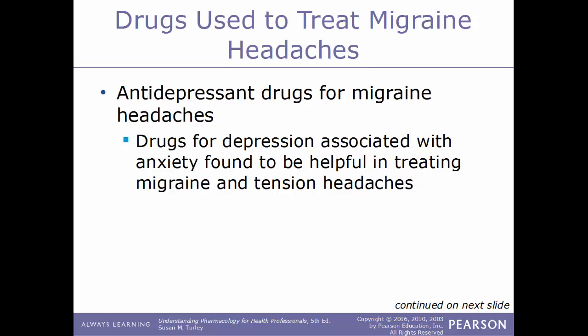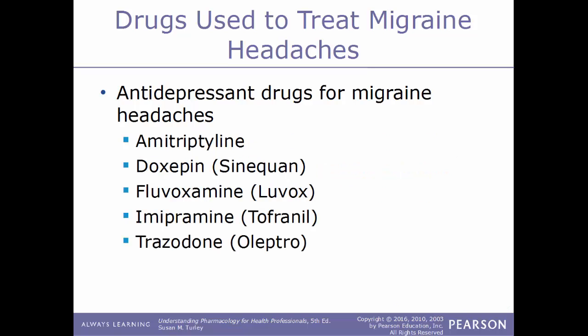Another type of drug that's used for migraines are antidepressants. These are drugs for depression associated with anxiety, and are found to be helpful in treating migraines and tension headaches. Some examples of this type of drug: amitriptyline, doxepin, also known by its trade name Sinequan, fluvoxamine, known by its trade name Luvox, imipramine, known by its trade name Tofranil, trazodone, also known by the name Desyrel.